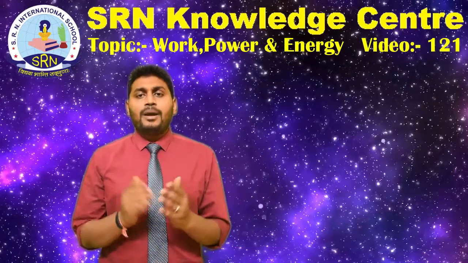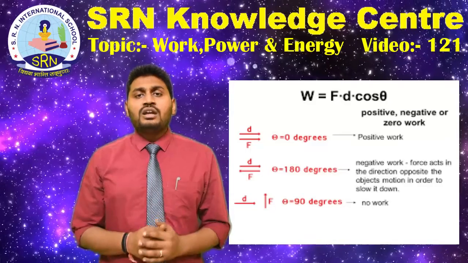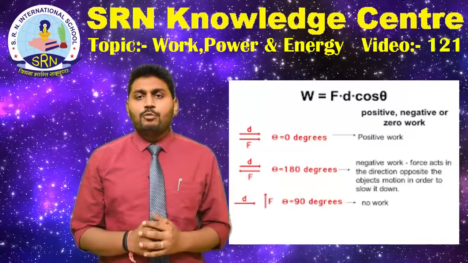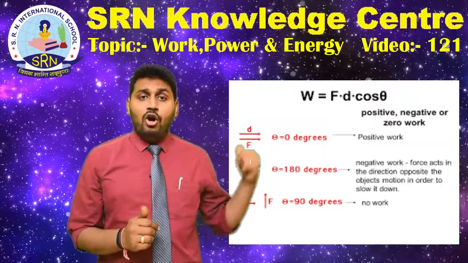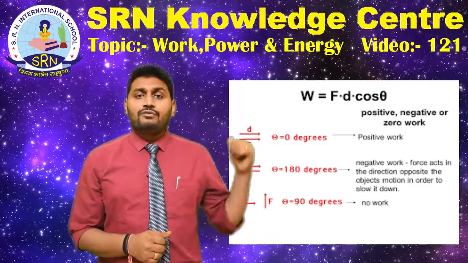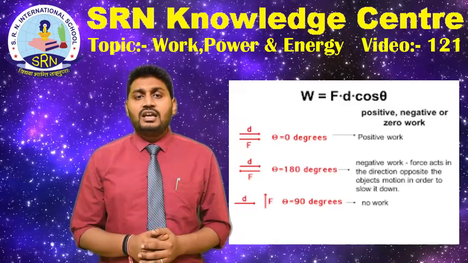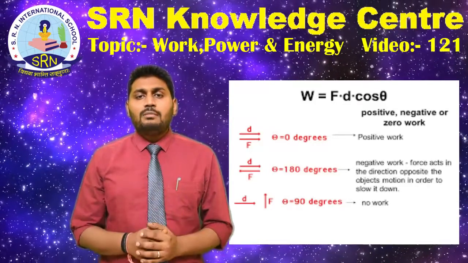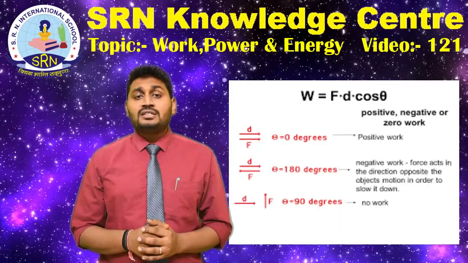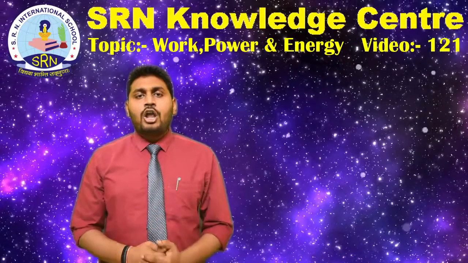Depending upon the above conditions, we can come to an end that work done can be positive if the angle between the force applied and the direction of motion is 0 degree, as the value of cos 0 is 1. Work done can be 0 if the angle between the force applied and the direction of motion is 90 degree, as the value of cos 90 is 0. Work done can be negative if the angle between the force applied and the direction of motion is 180 degree, as the value of cos 180 is minus 1. That's all about work done.